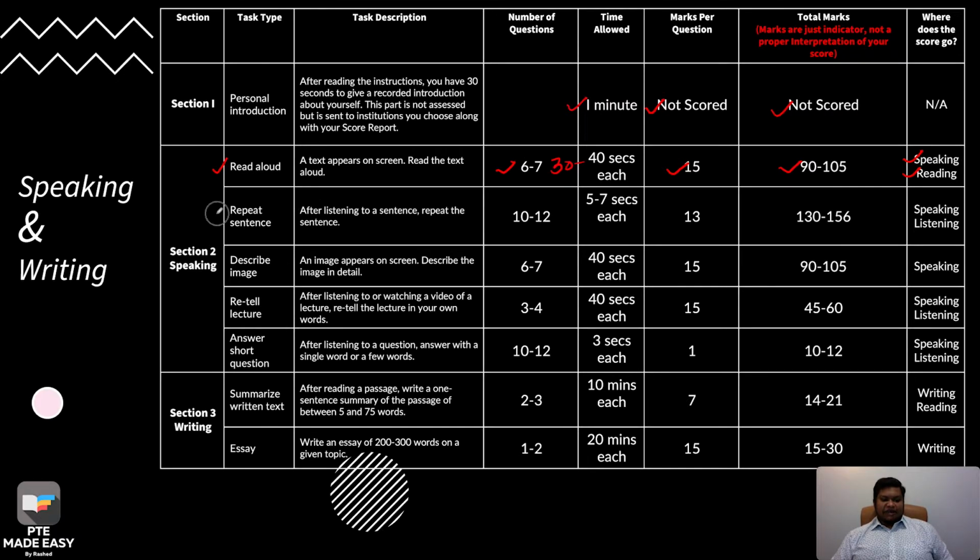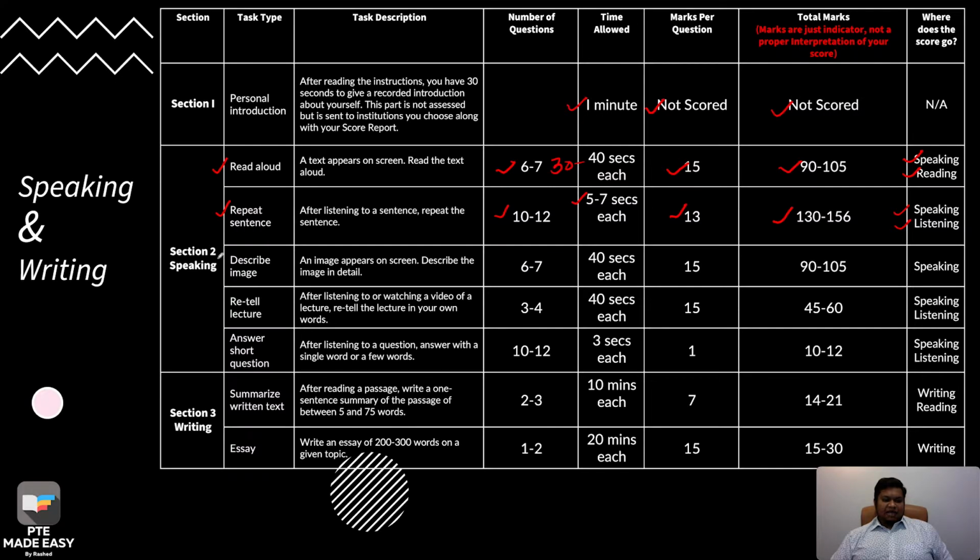Next question type is repeat sentence. You get 10 to 12 questions. Each question has 5 to 7 seconds for you to answer. And you will have 13 marks for each question, which accumulates to 130 to 156 marks. And the score goes to speaking as well as listening.